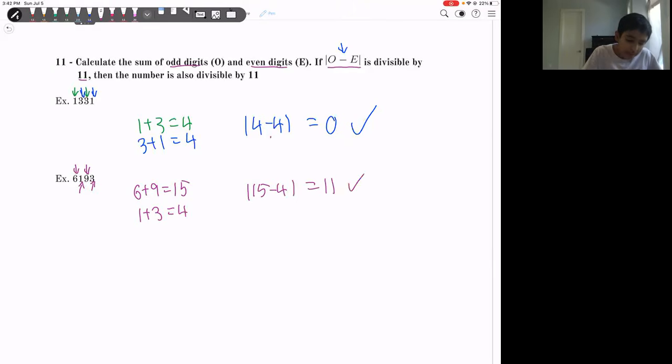And you might be wondering why we have this absolute value here. This is because sometimes this might be negative, so we should always take the positive value of that and check if it's divisible by 11. So any questions on this trick? This is the most advanced trick, so slightly tricky.